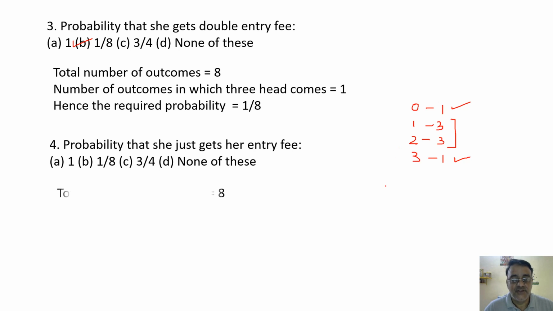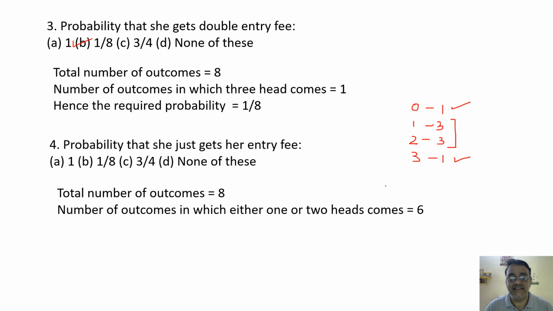6. Right. So 6 by 8 is the correct answer, and if you simplify you will get 3 by 4. Right. And the correct option is option C.